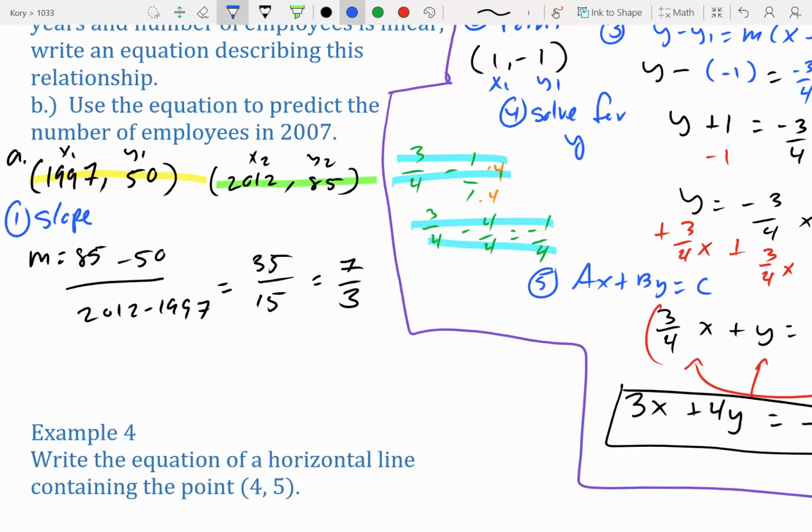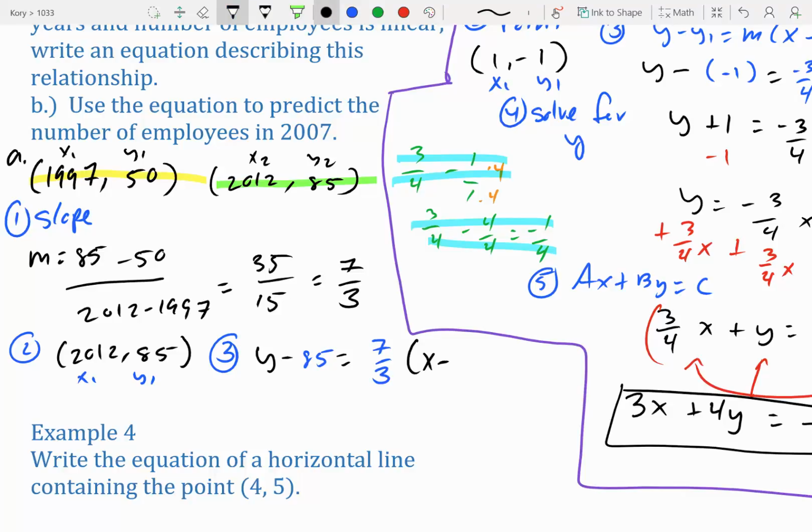Our second step is to pick a point. It doesn't matter which one you pick. I'm just going to pick 2012 and 85. We're going to label that x1, y1. Now we use point slope form, which is y minus y1 equals m times x minus x1. So we have y minus y1, which is 85, equals m, which is 7 over 3, times x minus x1, which is 2012. Now we need to solve for y.